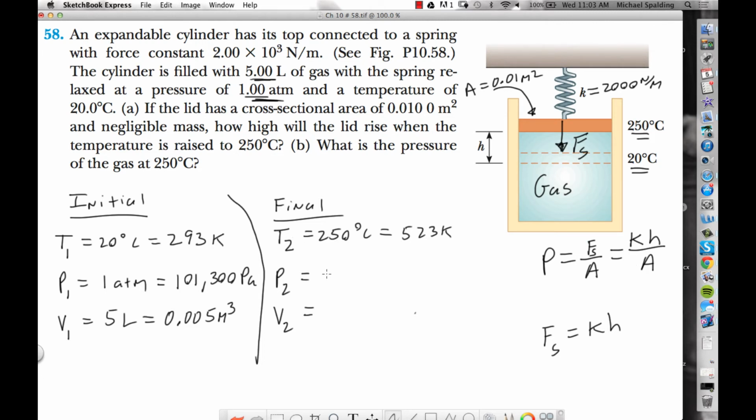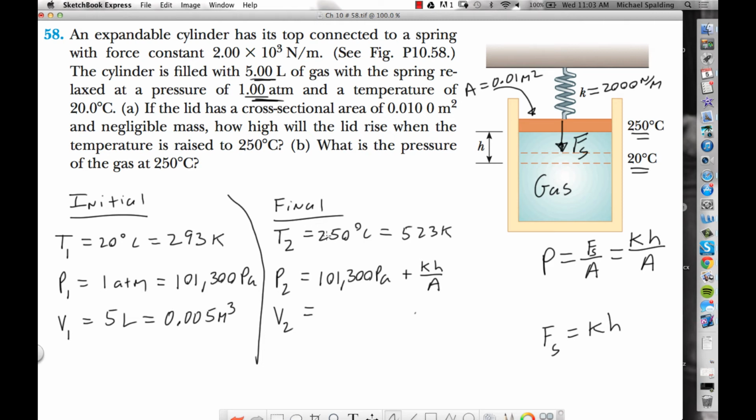So P2 is going to be equal to P1 plus the increase in pressure. Right? So P1 was 101,300. So we'll put it in. So we have 101,300 plus the increase in pressure, which is KH over A. That's the pressure of the spring acting on the gas.